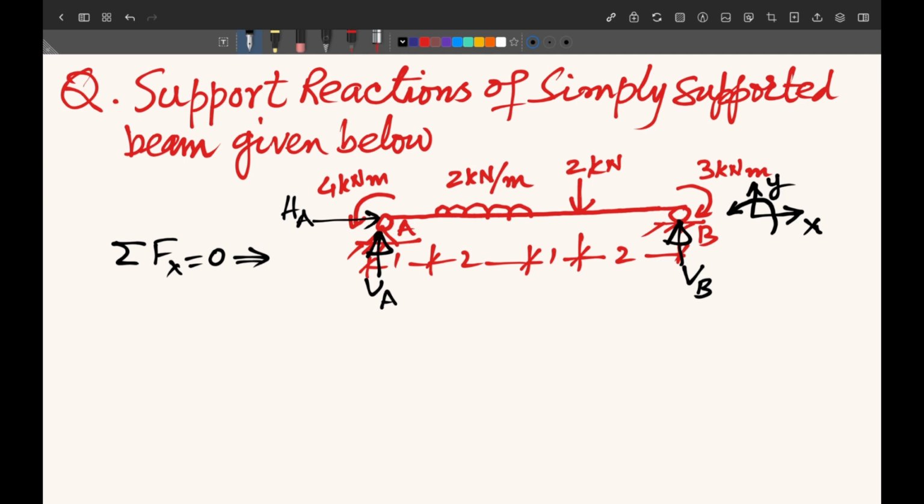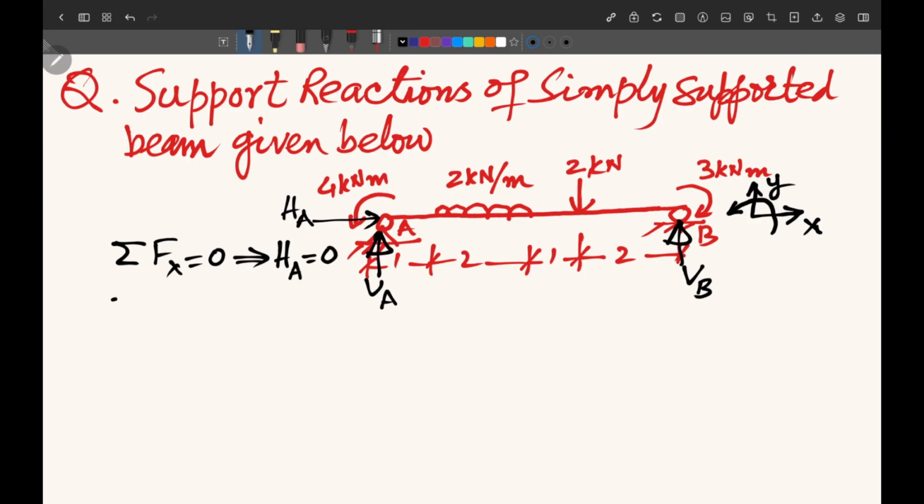So when we say that sigma Fx equal to 0, that means algebraic sum of all the forces acting on this beam equal to 0. We have only this HA, and assumed direction was positive. There is no other force, so for equilibrium, this HA will be equal to 0.